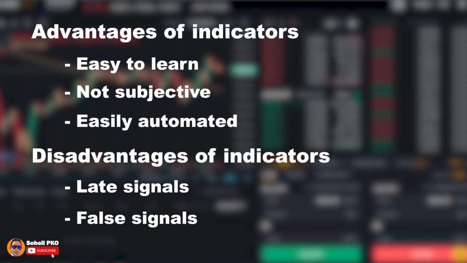And disadvantages of indicators: they generate late signals. Indicators lag behind the price and the signal they generate is usually late, and traders lose some parts of the movement. And also indicators are very prone to false signals, and many times the generated signal turns out to be a false signal, which requires us to have more interpretation and confirmations from other tools and concepts before taking any trading decision. Alright, until now we learned what price action trading and indicator trading are and what advantages and disadvantages each of them has.